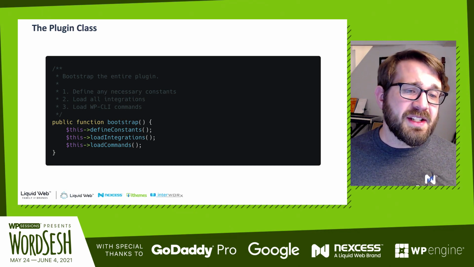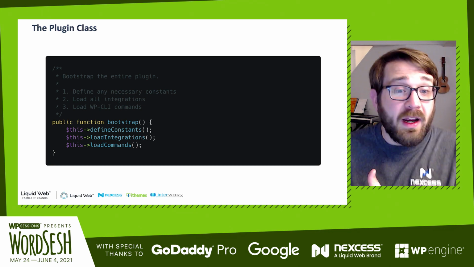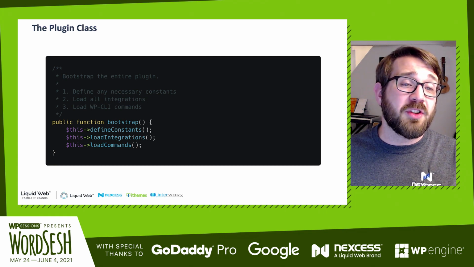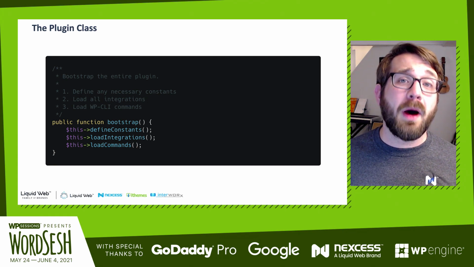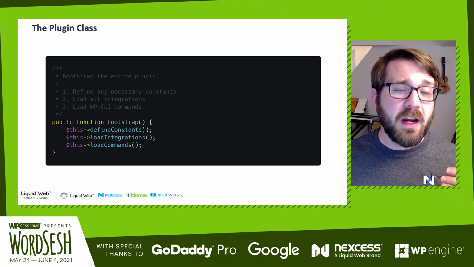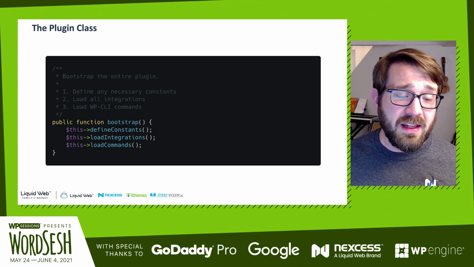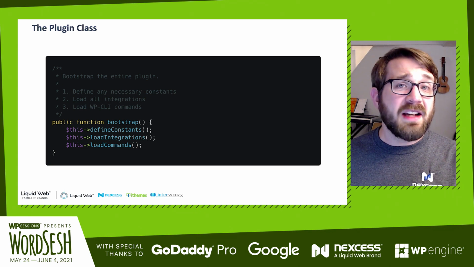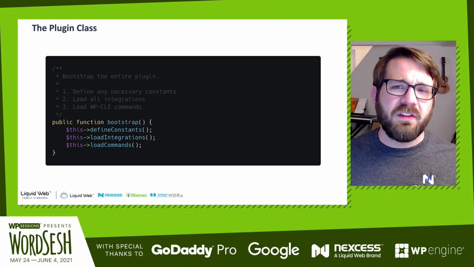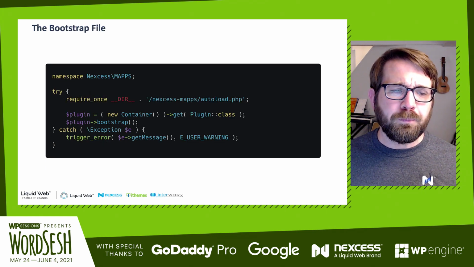Next, the plugin class is the main plugin class, honestly, and its sole purpose is just to set everything else in motion. It has exactly one public method, Bootstrap, which is responsible for loading all of the integrations, including running their shouldLoad integration and setup methods. It also defines constants. It registers WP CLI commands. And we'll see all of this in action in just a second.